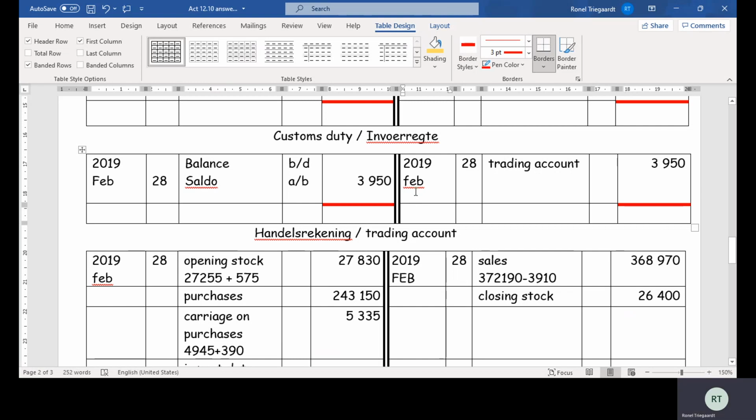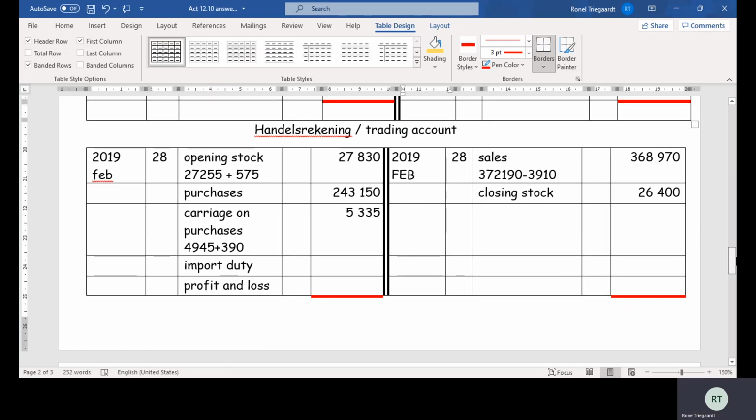Inside this account, it's going to move. I'm going to have import duty 3950, and then I can calculate my profit and loss. Can you see that, people?